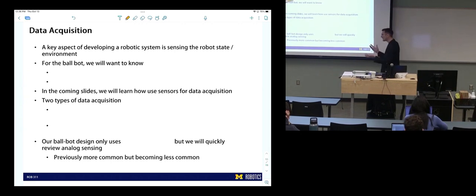So this is about sensing and data acquisition. Key things for robotics, but also key for general engineering knowledge. I'm hoping some of you have seen this before. A key aspect of any robotic system is sensing its state or the environment. It's how we understand what to tell these robots to do. For the ball angle, what do we want to know? There are two variables we probably have access to and want to know. We just said them. What are they for the ballbot? Yeah, we'll say ball wheel rotation.